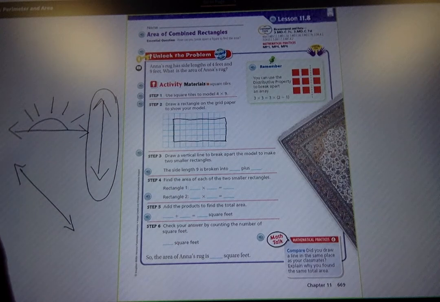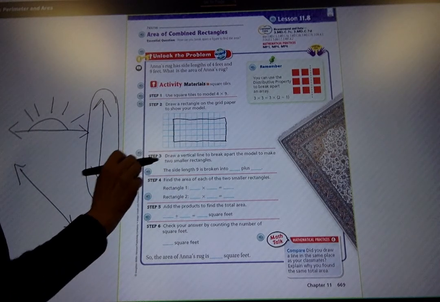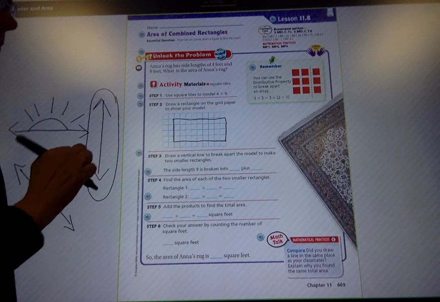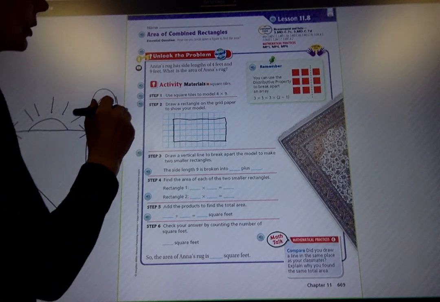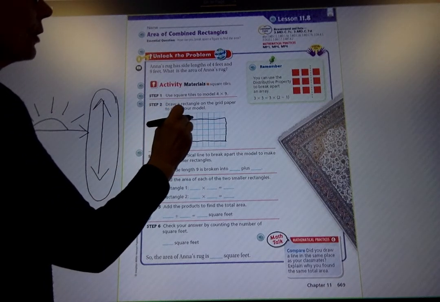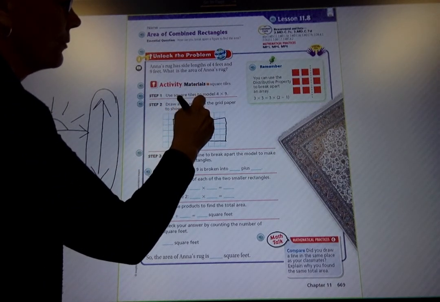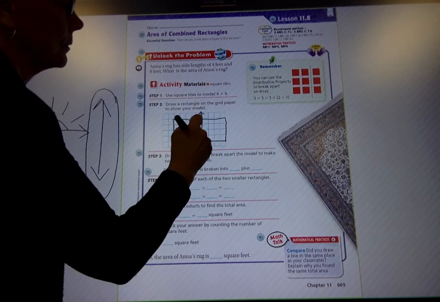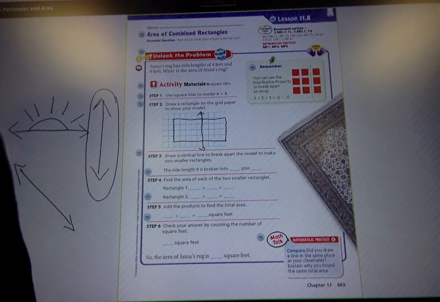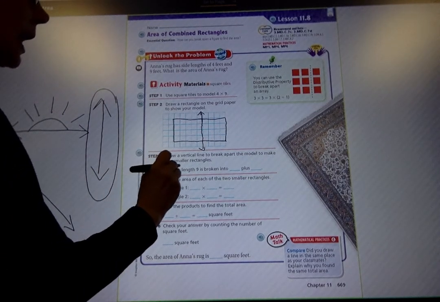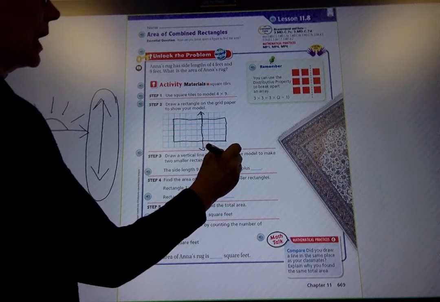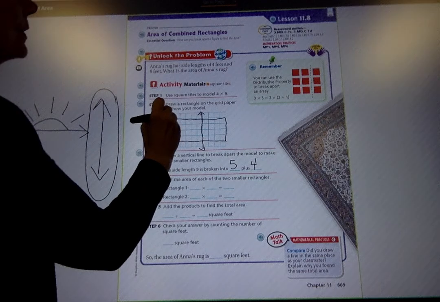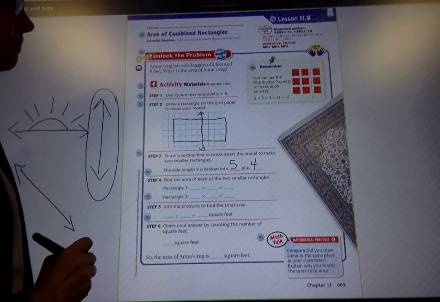It says draw a rectangle. Draw a vertical line to break apart the model to make 2 smaller rectangles. So it's always kind of good to go with 5s. 1, 2, 3, 4, 5. Draw that vertical line to split. Now, the side length 9 is broken into 5 plus 4. You see 5 plus 4 more.